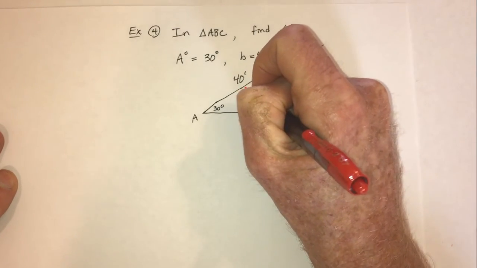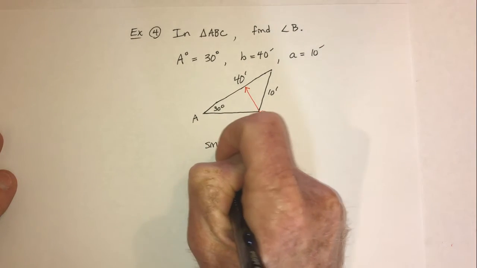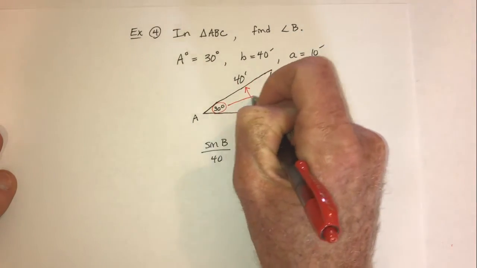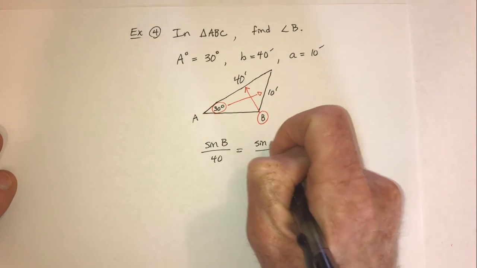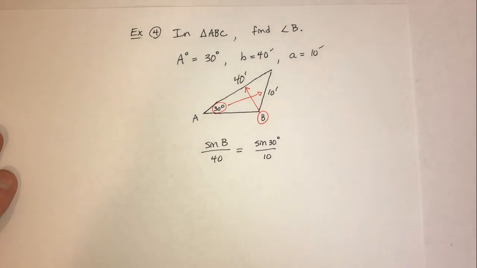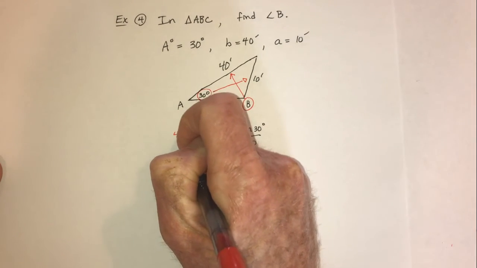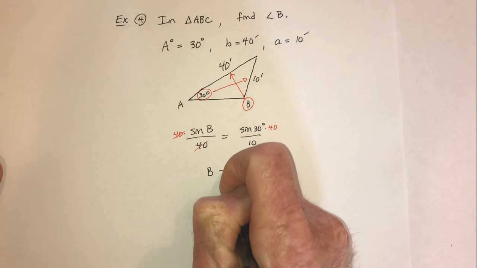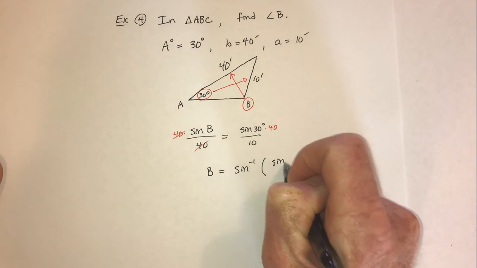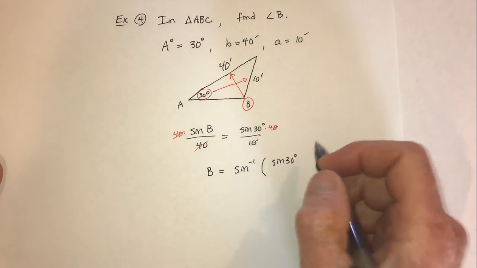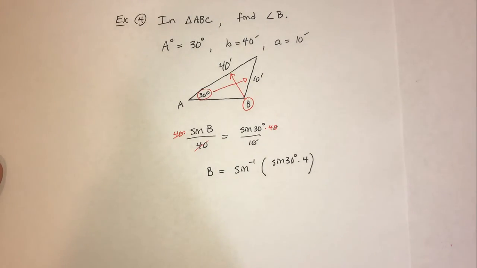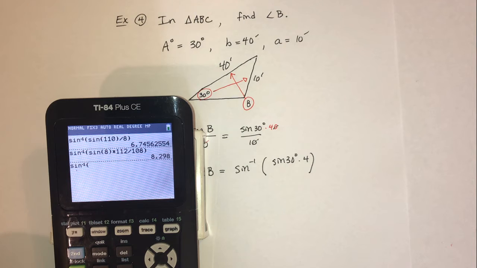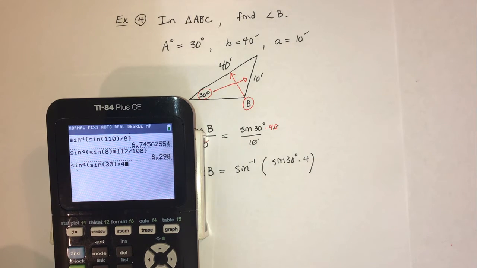Okay, so I'm supposed to find B, so I'm going to start with that. So sine of B divided by 40 equals sine of 30 divided by 10. And like with the last two, there's two more steps. One is multiply both sides by 40. And then to solve for B, take sine inverse of both sides. And this I could reduce, and it would just be a 4. Sine inverse of sine of 30, and then times 4.